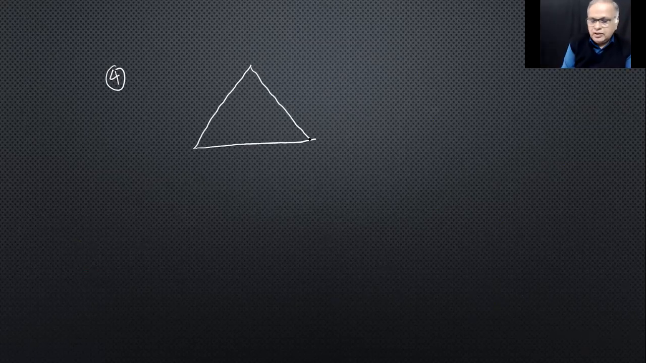An equilateral triangle of side A. I have plus Q here, plus Q here, minus 2Q there. Field at the center of the triangle.